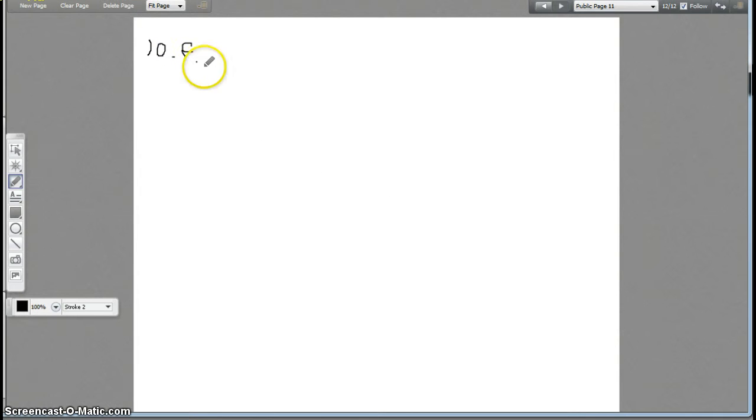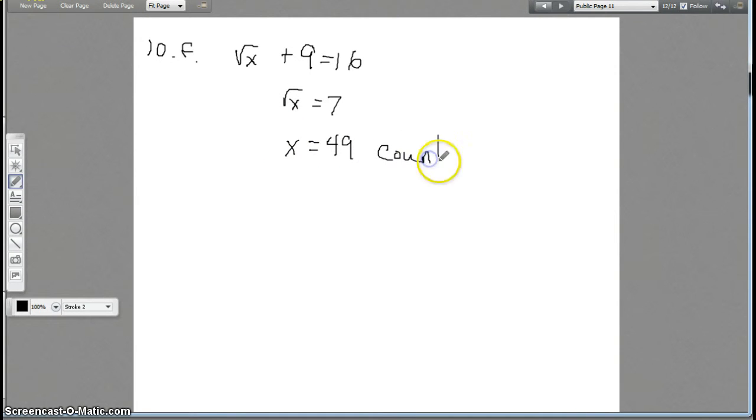Let's do part F. Part F is square root of x plus 9 equals 16. So the first thing I'm going to do is subtract 9 from both sides to get square root of x equals 7. And now I need to square both sides to get rid of my square root. So I will end up with x equals 49. That is a counting number.